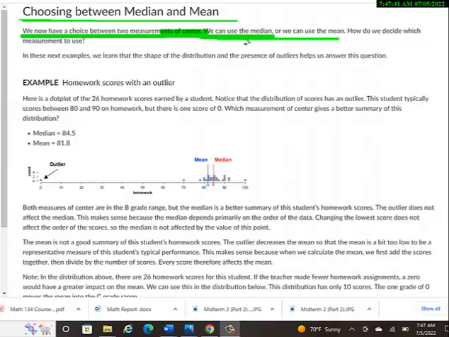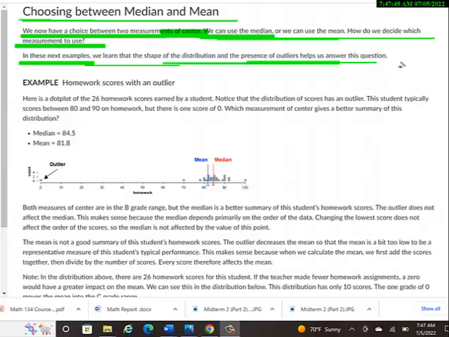We can use median or we can use the mean. How do we decide which measurement to use? In these next examples, we learn that the shape of the distribution and the presence of outliers help us answer this question.